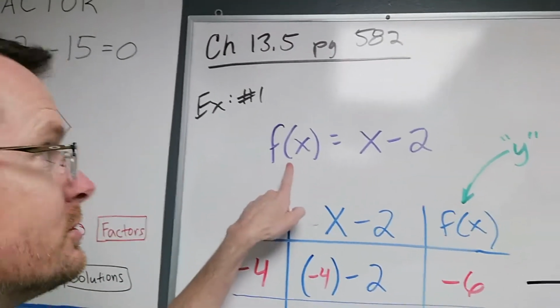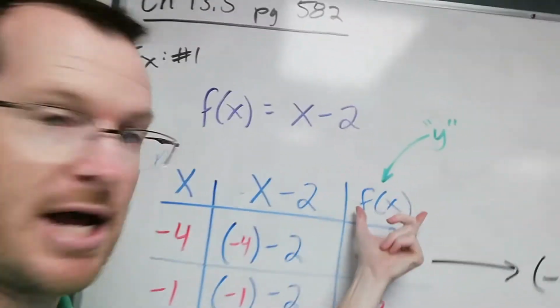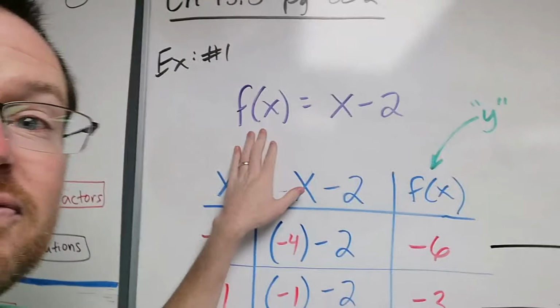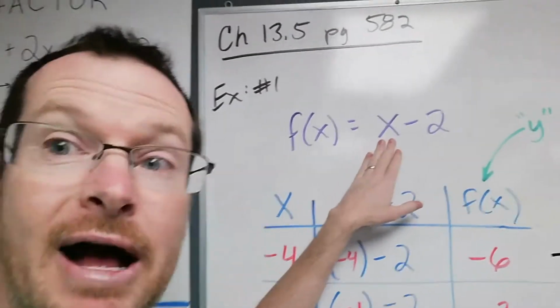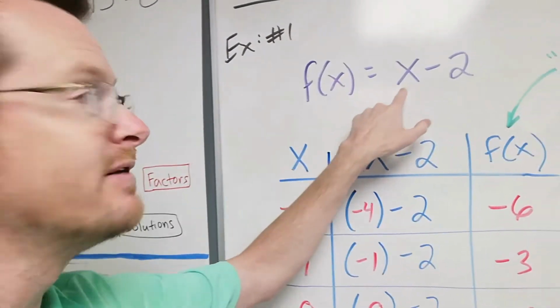f of x is equal to x minus 2. Remember, you can write f of x as just y, which over here I actually did. I said that's the same thing as just saying it's a y. So you're welcome to do that. But f of x, it's a function. Our function is that we're going to take every value that we have and we're going to subtract 2 from it. Okay? Every value that we have, we're going to subtract 2 from it.